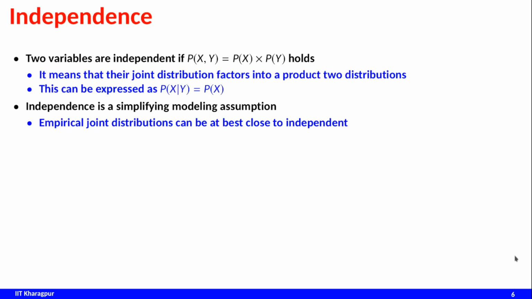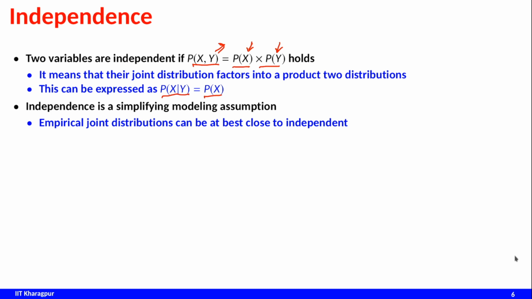Now let us look into independence. Two variables are independent if P(x,y) is equal to the probability of x times the probability of y holds. It actually means that the joint distribution factors into a product of two distributions. So what is the meaning of this? If you would like to find out the joint distribution, it is nothing but the product of the individual distributions. If this property holds, then we say that these two variables are independent. Also we can say in this way, the probability of x given y is nothing but the probability of x, because it does not depend on y.